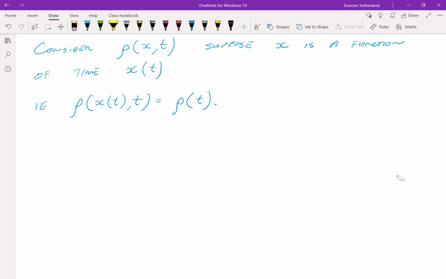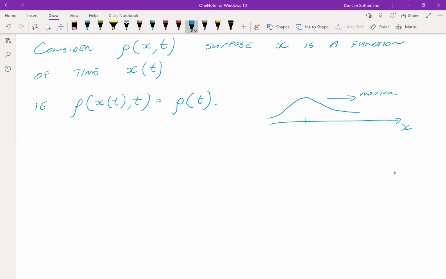Consider some density rho of x and t. So let's suppose that this density changes in both time and space. So we can think of some pulse of density moving with time, right? So we can think of a wave, perhaps. Because we can think of x, maybe the center position here, as being simply a translation, right? We can think of this wave preserving its shape but moving in space.